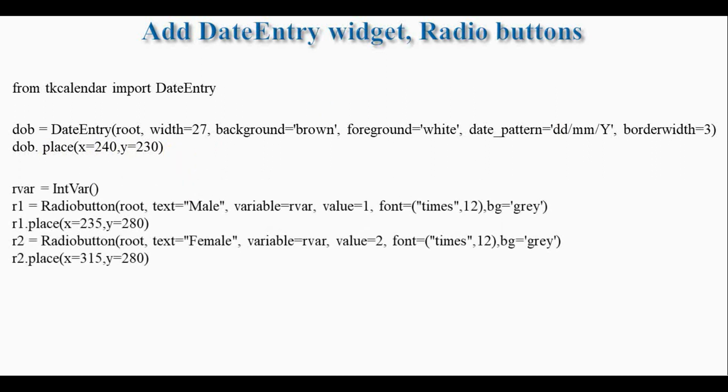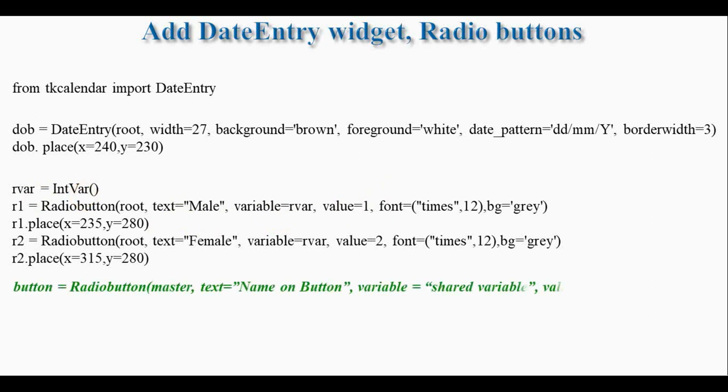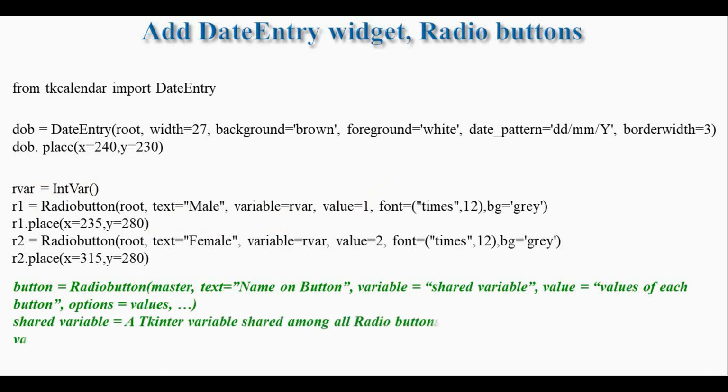Now I will move on to the radio button. These 4 things are mandatory: the root as the first argument, the text that should be specified, variable and value. So what is this variable and value? The variable I am setting is rvar equal to IntVar. It means that it can hold an integer. By default it holds 0. If it is specified explicitly, that integer value will be stored in that variable.